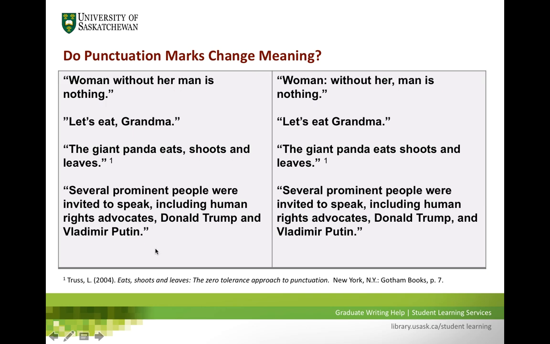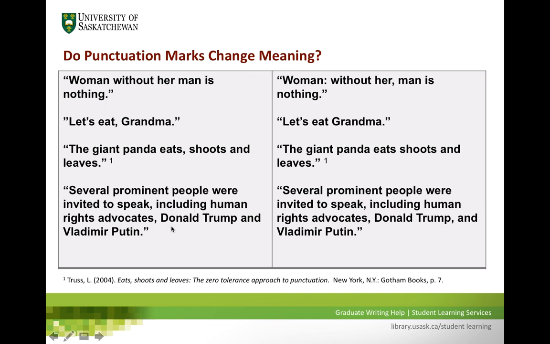All right, the next one, the last one. Several prominent people were invited to speak, including human rights advocates Donald Trump and Vladimir Putin. Okay, let's see on the other side. Several prominent people were invited to speak, including human rights advocates, Donald Trump and Vladimir Putin.